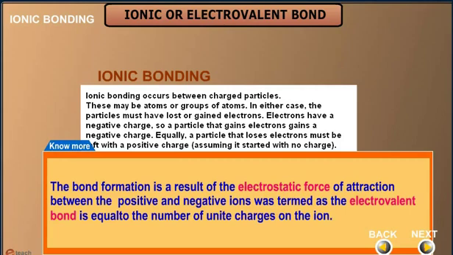The bond formation is a result of the electrostatic force of attraction between the positive and the negative ions, which was termed as the electrovalent bond. The electrovalence is equal to the number of unit charges on the ion.